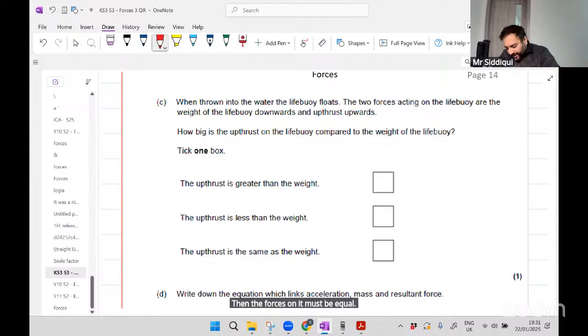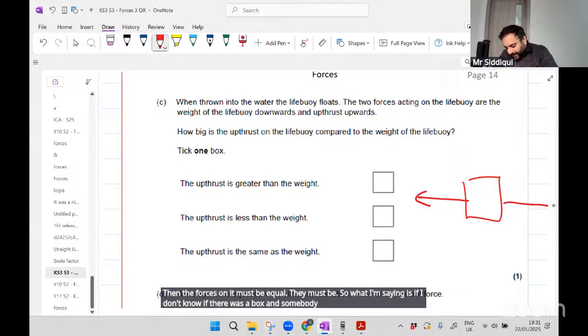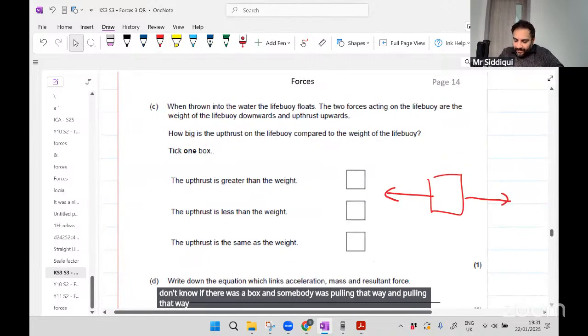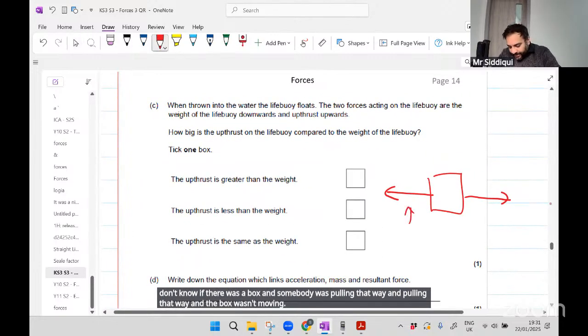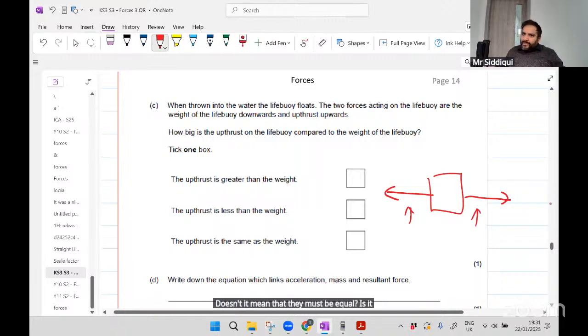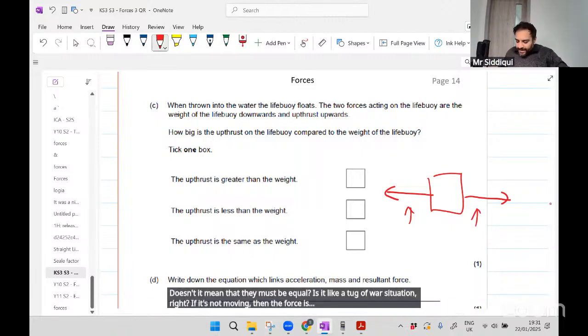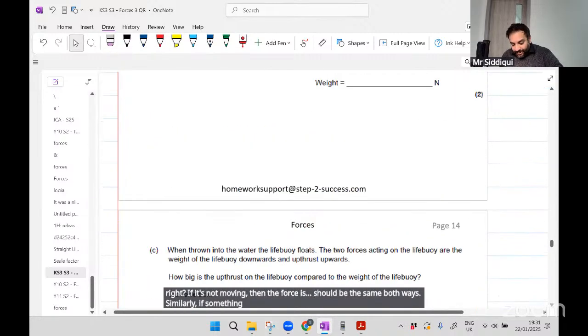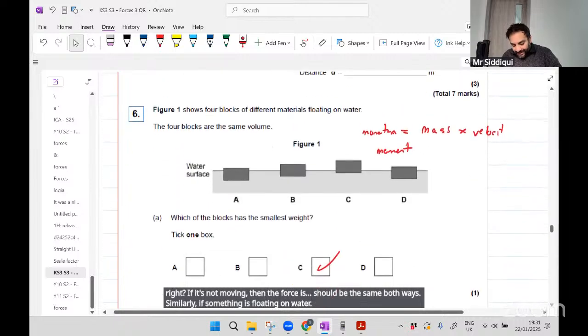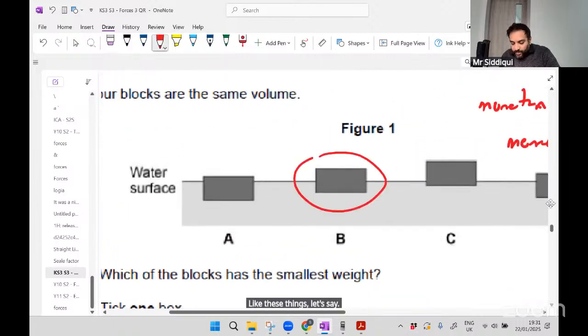So what I'm saying is, if there was a box and somebody was pulling that way and pulling that way, and the box wasn't moving, doesn't it mean that they must be equal? It's a bit like a tug of war situation, right? If it's not moving, then the forces should be the same both ways. Similarly, if something is floating on water, then if it's not moving up or down, right?